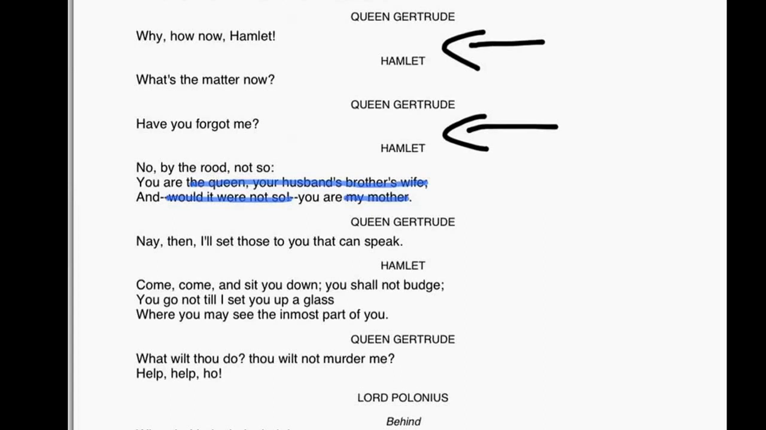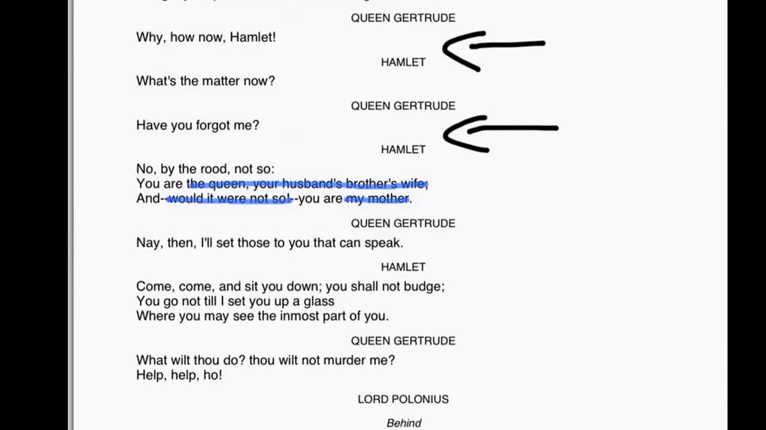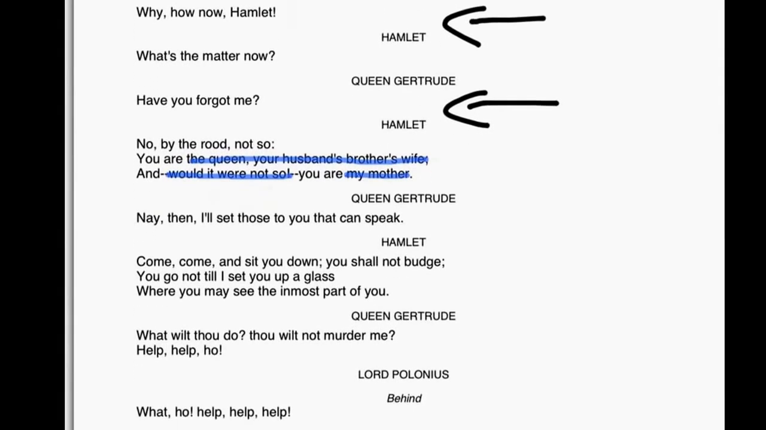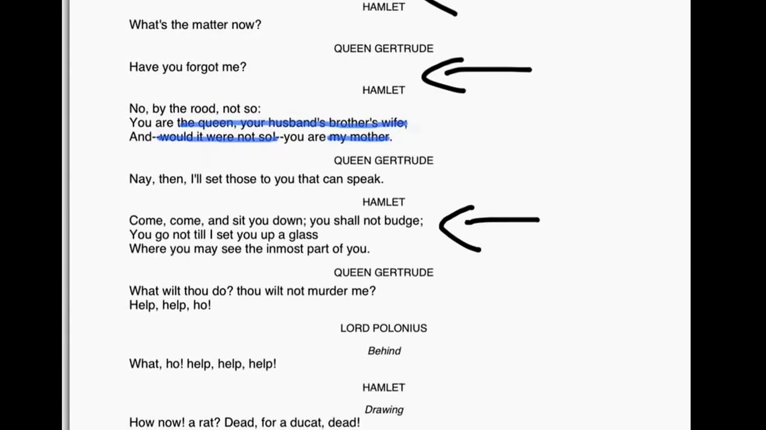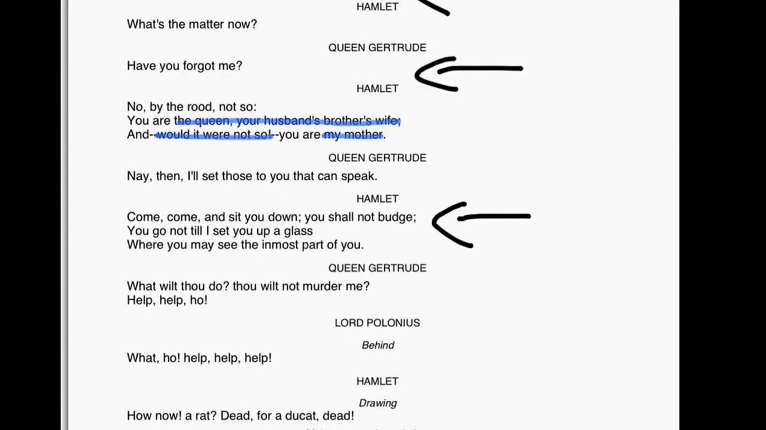So then the scene begins to get a little bit more angry. So it's already started quite violently, but then here Hamlet says, "Come and sit you down, you shall not budge." So he's physically manoeuvring her here. He's physically pushing her to sit down.